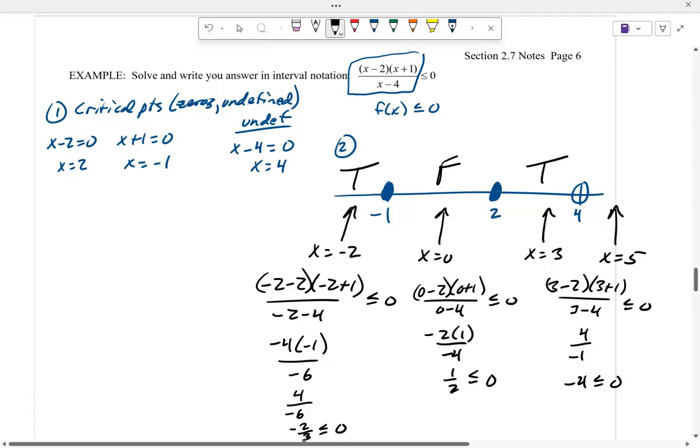Now let's throw 5 in. I got 3 times 6, 18 over 1. Is 18 less than or equal to 0? No, it's not.